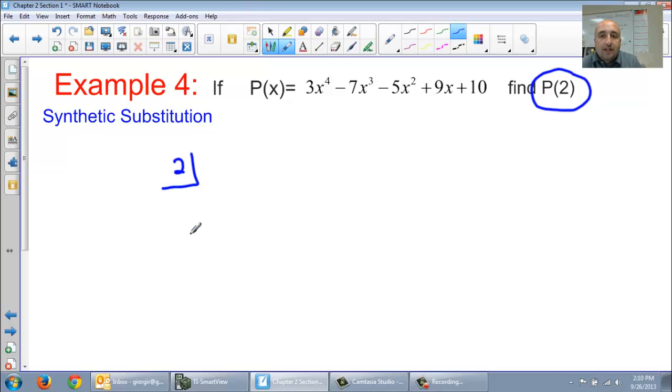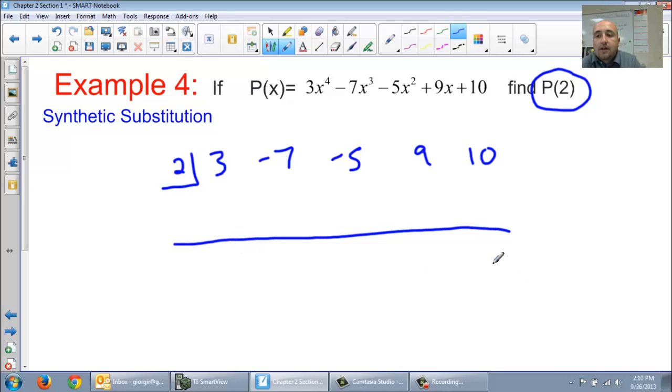Then what we're going to do is list all of our coefficients. Our coefficients are 3, negative 7, negative 5, 9, and 10. Okay? 4, 3, 2, 1, 0. You're going to skip a line, draw a line, and then draw a box in the bottom right-hand corner. Okay, that's the setup. The number you're trying to plug in, and then your coefficients.